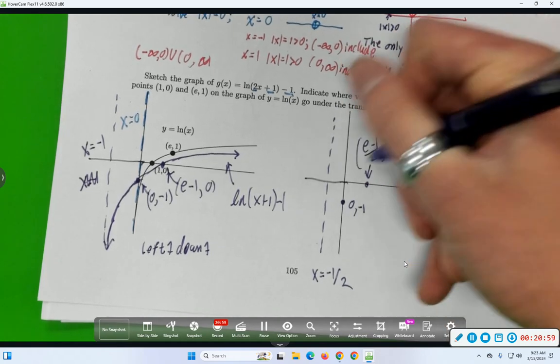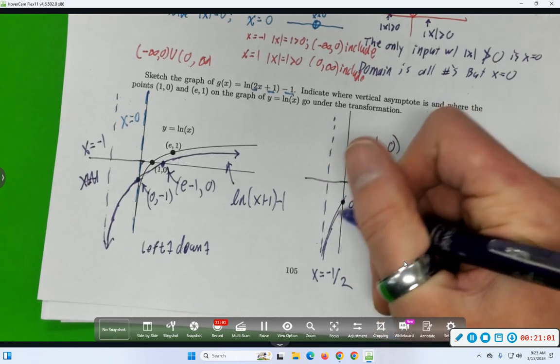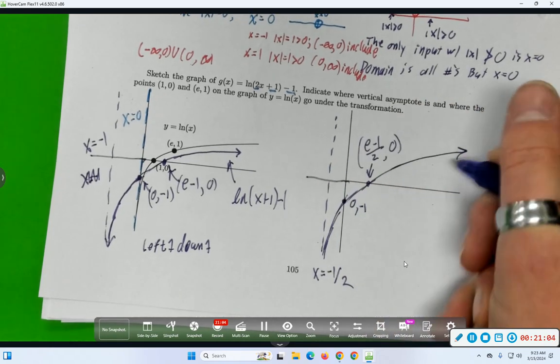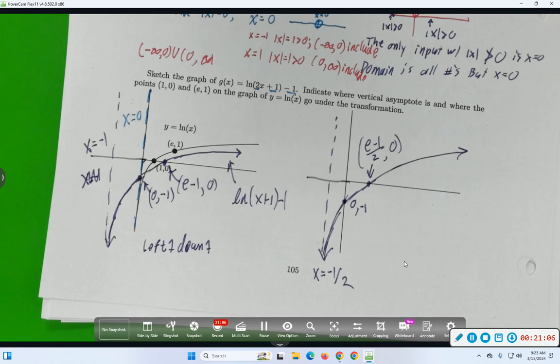And if you wanted a decimal approximation, you could use a calculator to get it. Or you could just do the walk. E is 2.7-ish, subtract 1 is 1.7-ish, divide by 2 is like 0.65-ish? Ish.